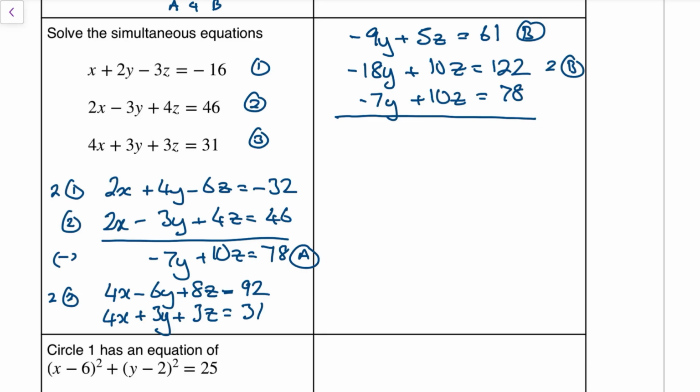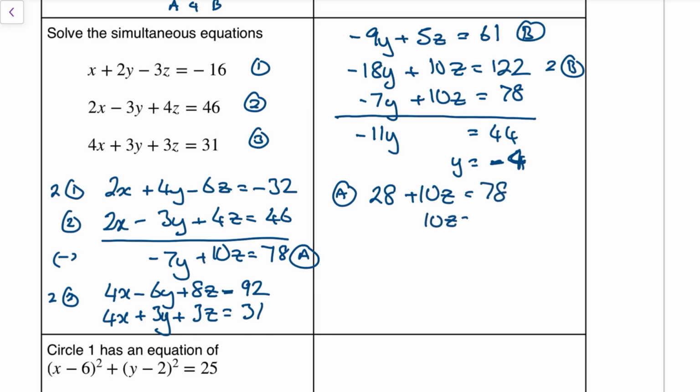So let's take these away. So minus 18 minus minus 7 is minus 11y. 10 minus 10 goes away. And 122 minus 78 is going to give me 44. And I feel much better because that tells me that y is minus 4. Phew, I was a bit worried there. Okay, then let's go back to equation A. So equation A tells me that minus 7y, so minus 4 times 7, that's 28, plus 10z that I don't know is equal to 78, which means that 10z is equal to 50. Again, nice number, which means that z is equal to 5.